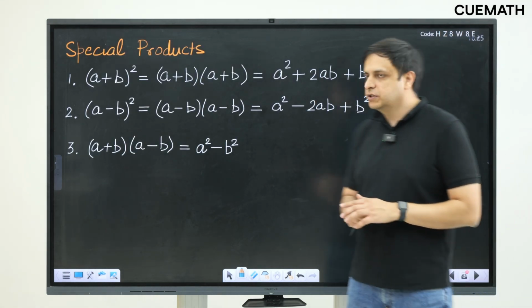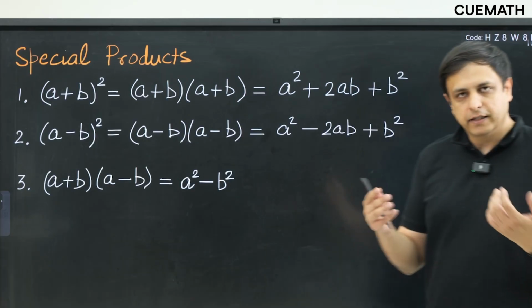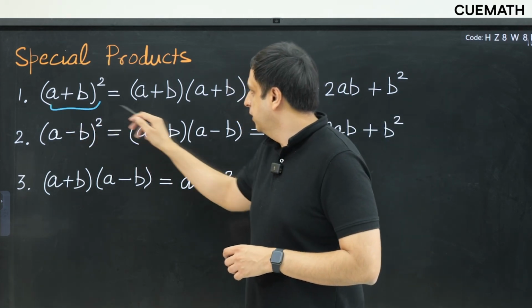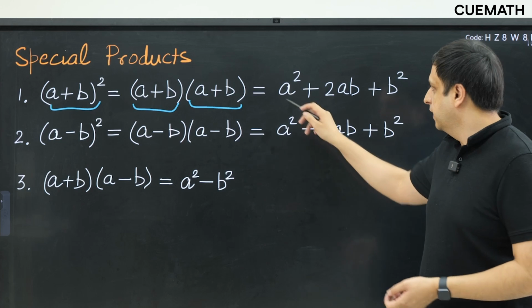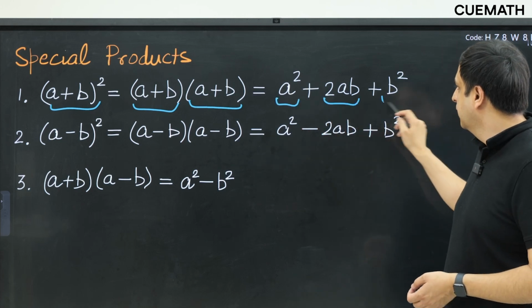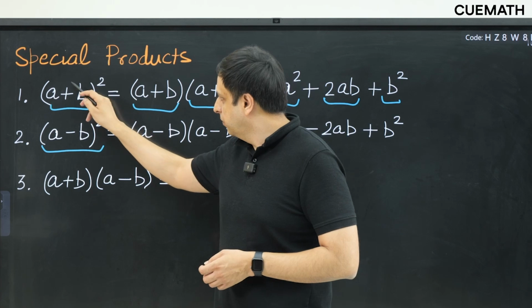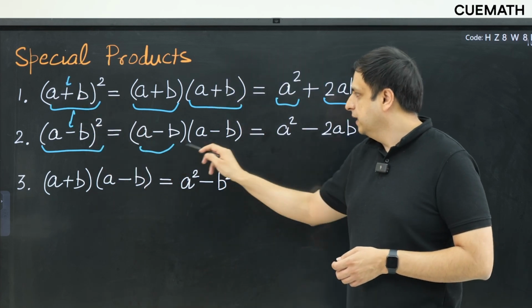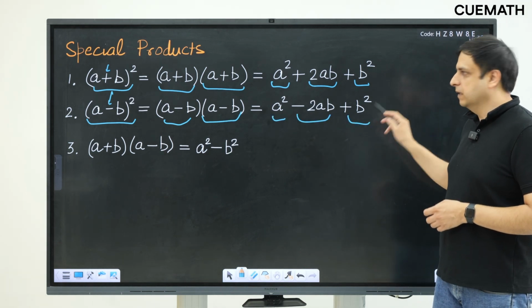Here are the 3 most used special products or algebraic identities in the context of SAT math problems. The first one is (a plus b) whole square, which is (a plus b) times (a plus b), and that can be expanded into a square plus 2ab plus b square. The second one is (a minus b) whole square, where you replace the plus with a minus, and that is (a minus b) times (a minus b), and that's equal to a square minus 2ab plus b square.